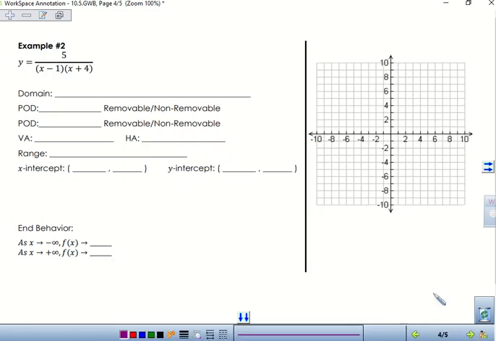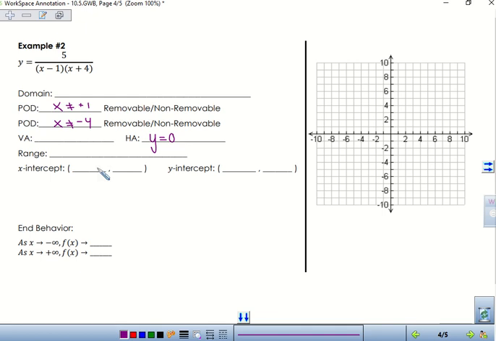So this one here, is it top heavy, bottom heavy? Bottom heavy, so it has the horizontal asymptote of y equals 0. Are any of these going to be removable? No. So we have a point of discontinuity at x cannot be -1 and x cannot be, you're right, +1 and -4. Sorry about that. Right after I said it, I was like, that's not right.